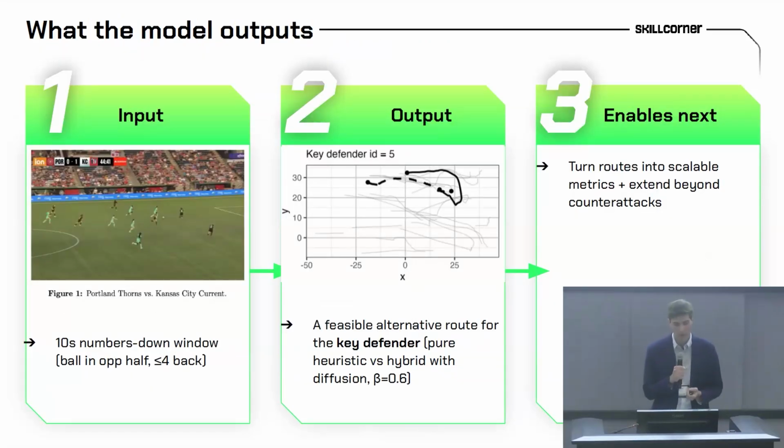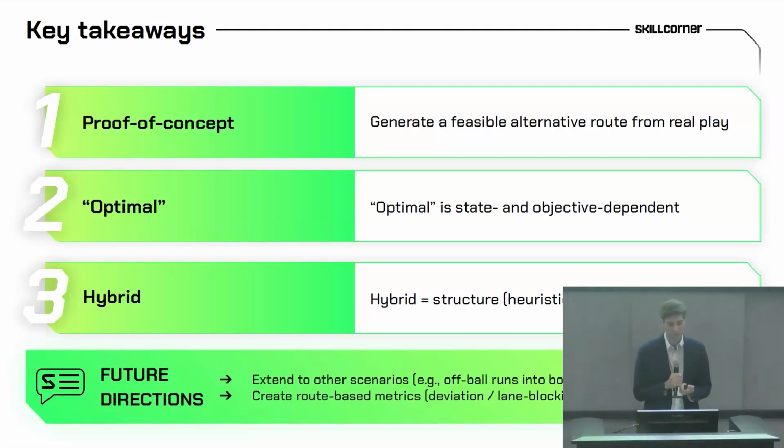So to go over what our model did again, we feed it that 10-second window. It gives us these feasible alternatives that we can choose from, and it's all about what it enables next, turning routes into scalable metrics and just extending this idea beyond counterattacks. So what we took away from this was proof of concept.